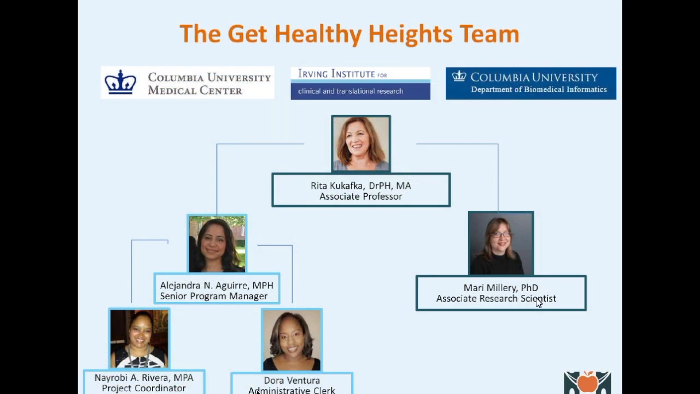Get Healthy Heights website is based out of Columbia University Medical Center. It is a collaboration between CUMC's Irving Institute for Clinical and Translational Research and the Department of Biomedical Informatics. The website has a 5-member team that is responsible for the site, and each team member brings a complementary skill set. Funding for the site is provided by the Irving Institute for Clinical and Translational Research with additional funding by the National Library of Medicine.